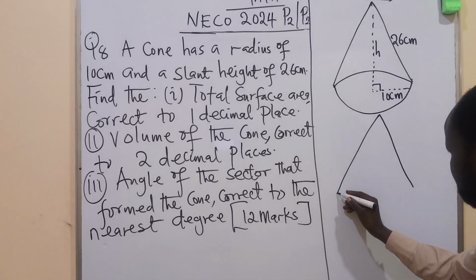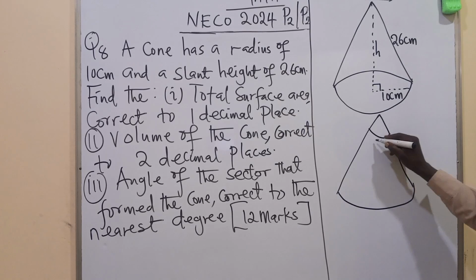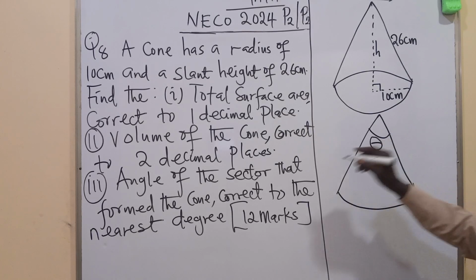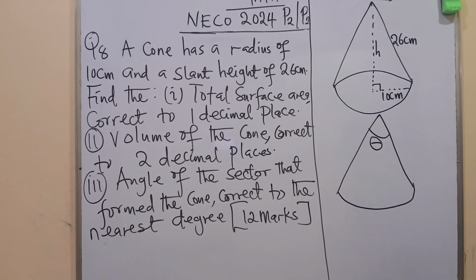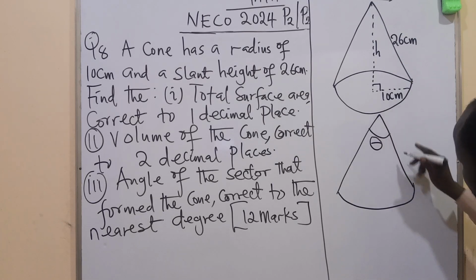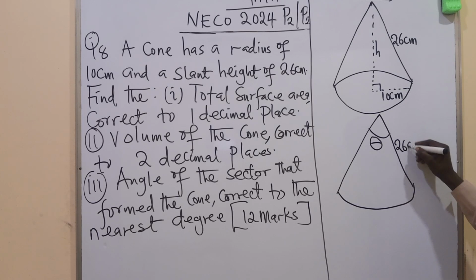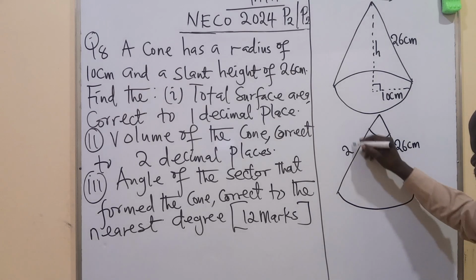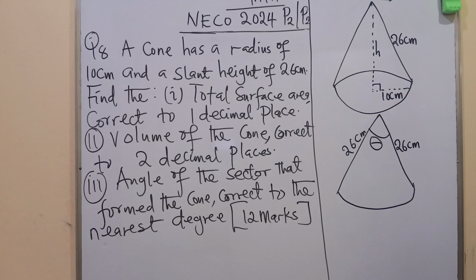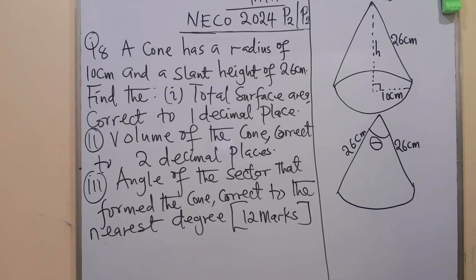So we have something like this. This will be our sector. Then this will be the angle that the sector forms. Then the slant height of this cone will become the radius of this sector, which is 26 centimeters. There's a relationship that exists between this cone and this sector.